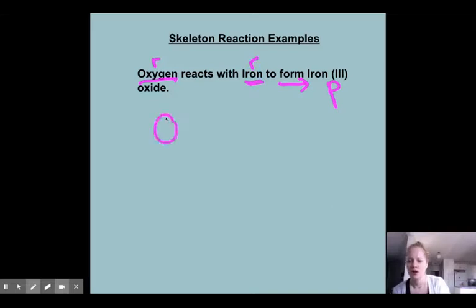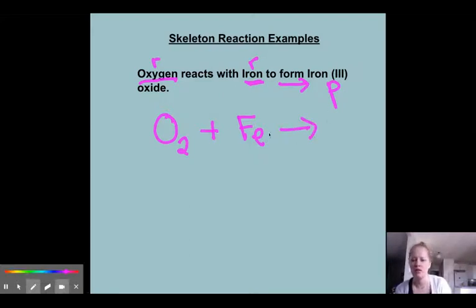So I have oxygen. Oxygen falls under those diatomics that I was just talking about, so O2 reacts with, and we use a plus sign, iron. Iron is just an element on its own. It does not fall under diatomic and polyatomic, so it's just one of them. Arrow, it's forming iron(III) oxide.